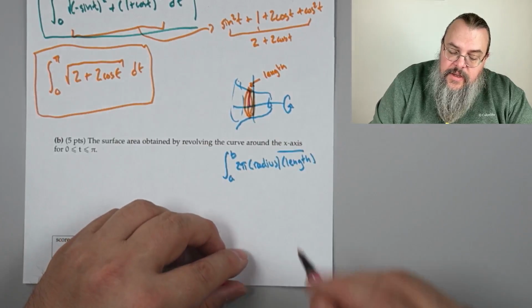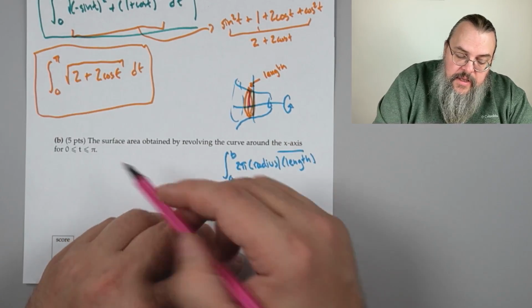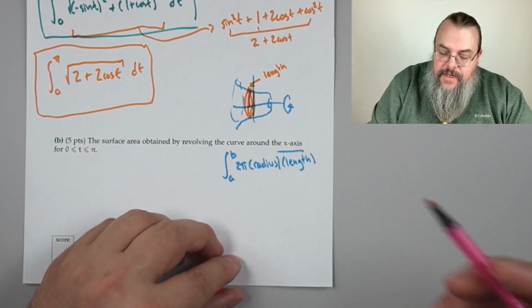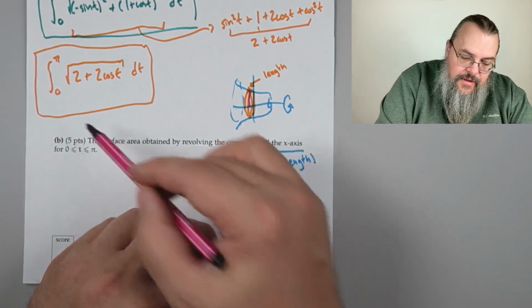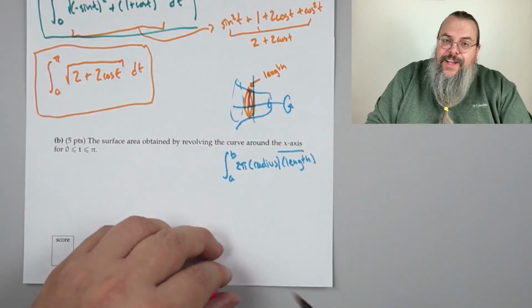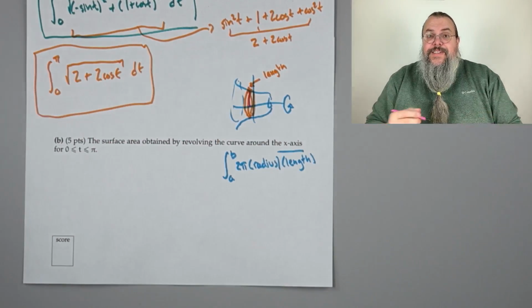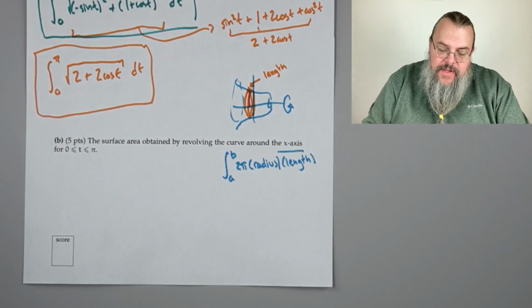So radius is how far down to where we spin. All right, so that's an important thing to remember. Now, we say, okay, do we know a to b? Yes. 0 to pi, given to us. Great. Do we know the length? Yes. That's what we just found up here. Great. Do we know the radius? Now this is where we have to pay attention.